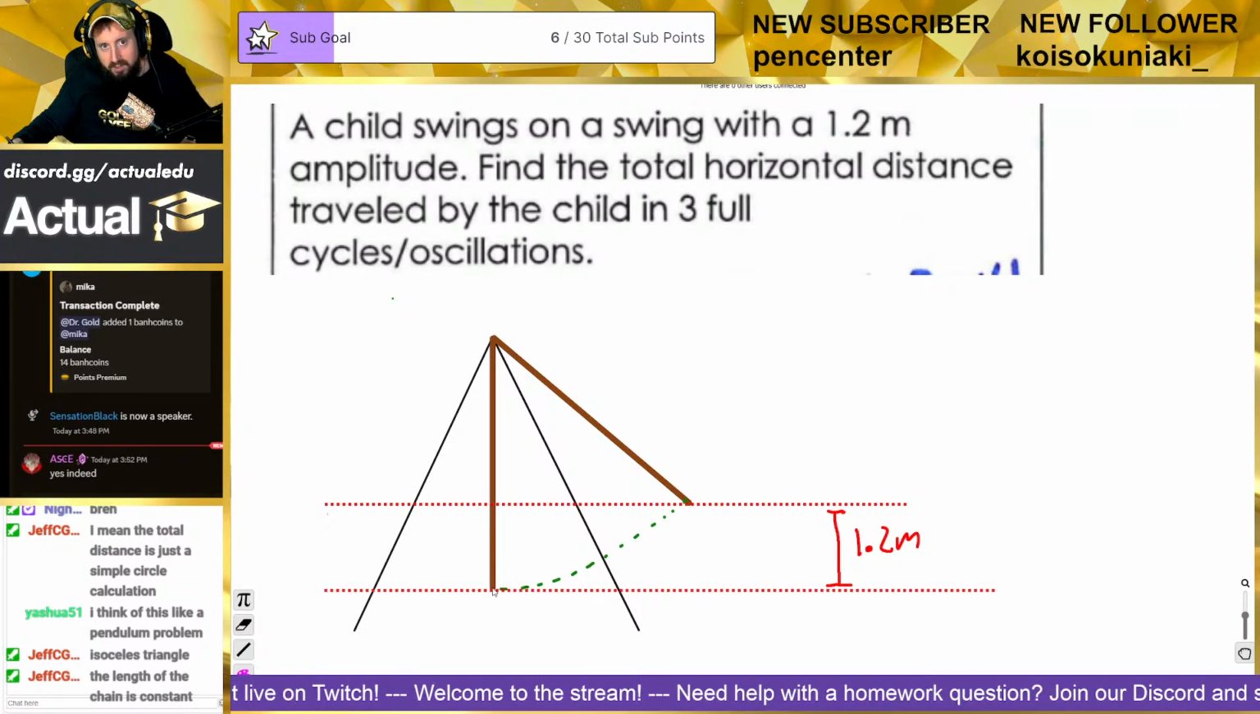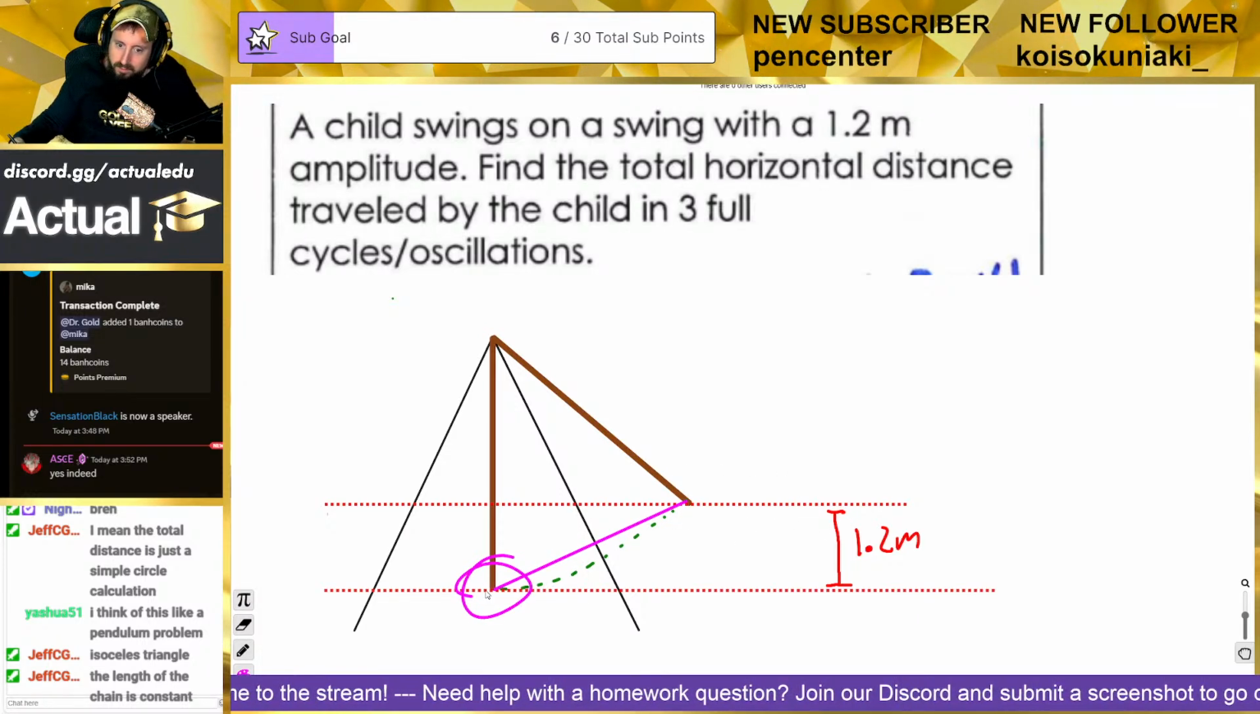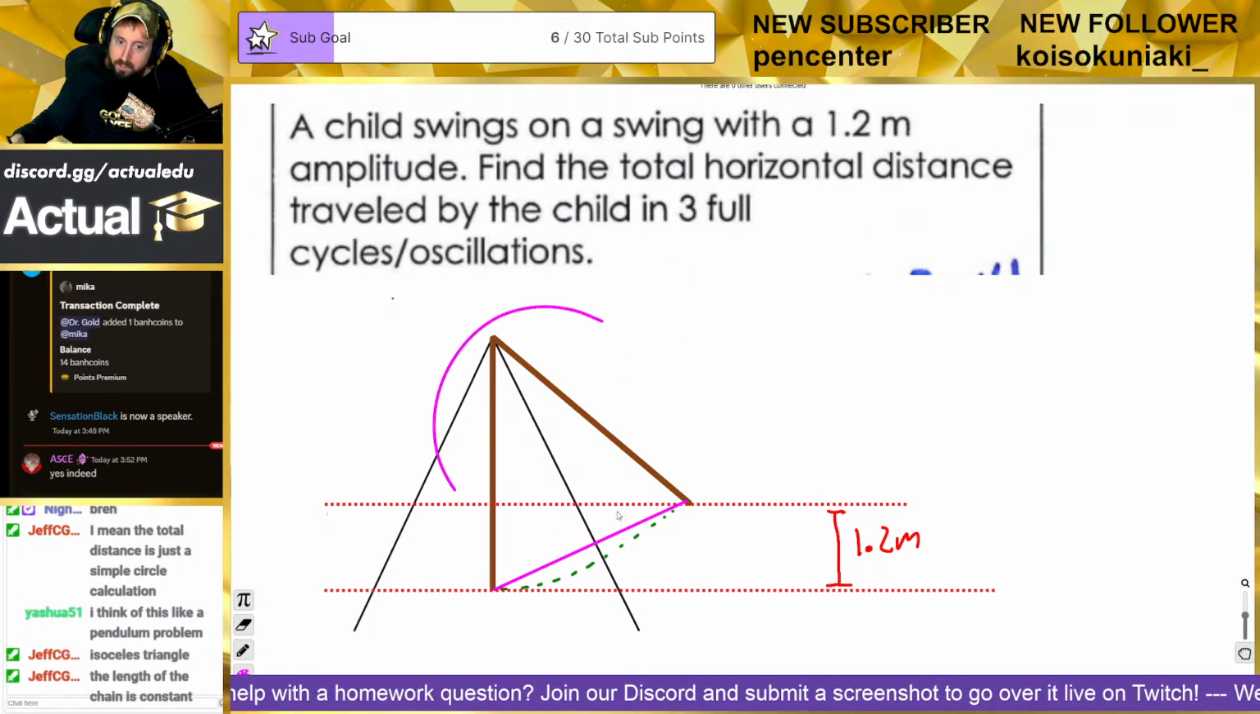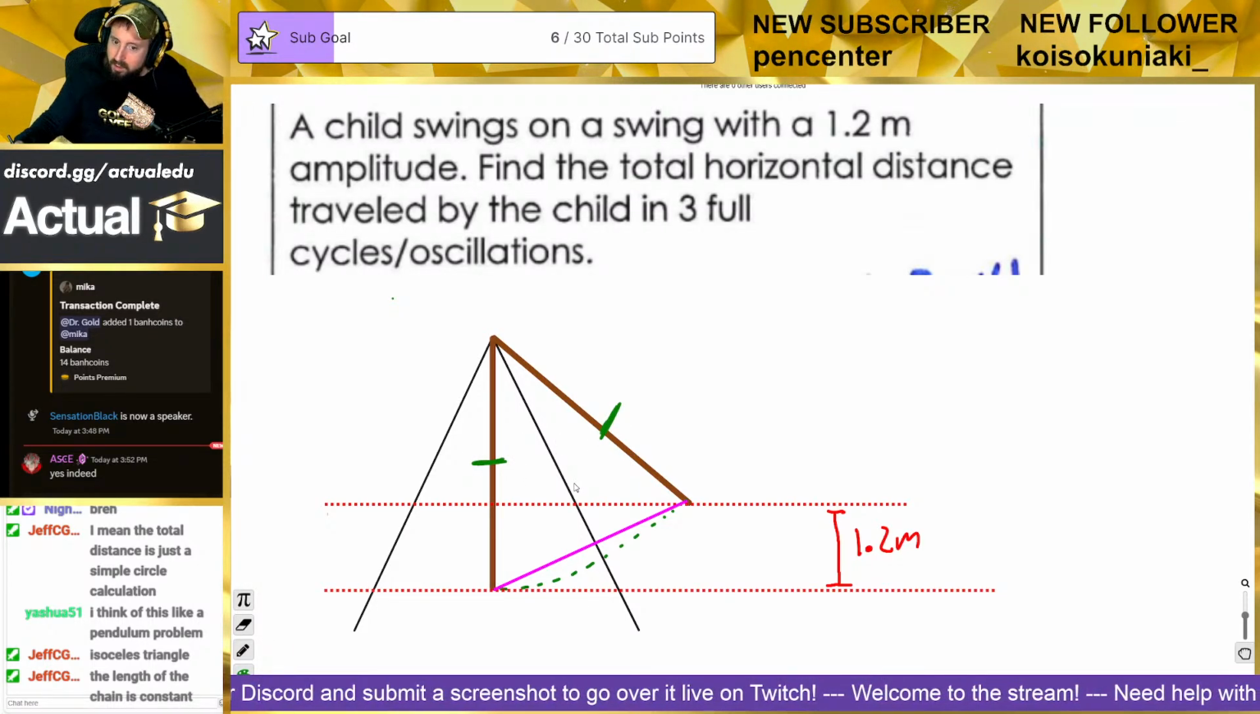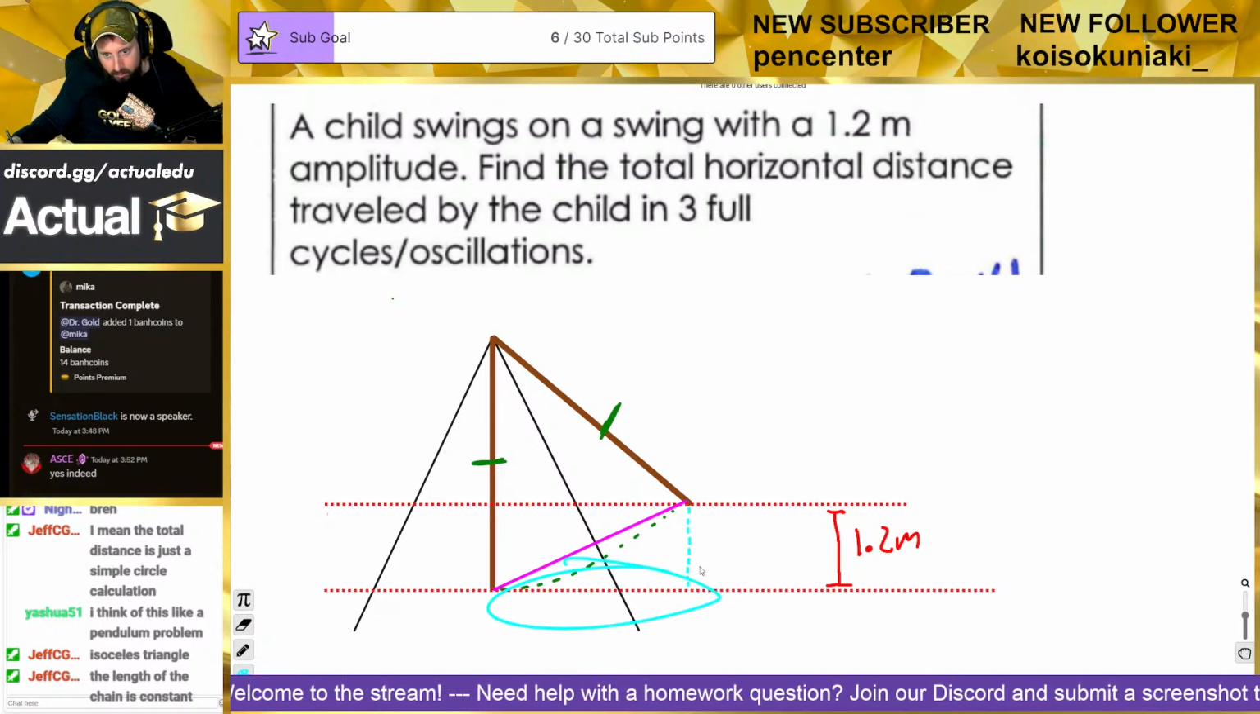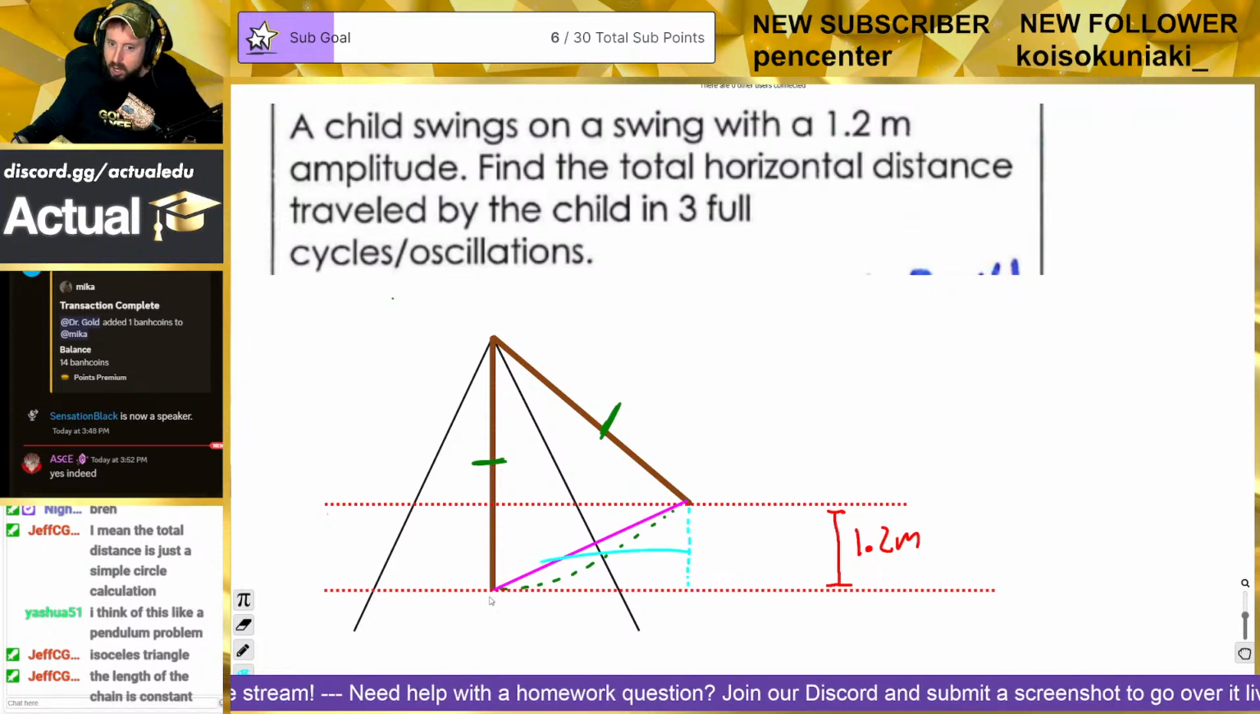Yeah, I think Jeff might be onto something. So okay. Wait, so what if it's an equilateral triangle? Well, we don't know that it's equilateral. It doesn't say that. Okay, we know it's isosceles, right? Because the length of the chain is always constant, so this is always equal to this. And then we know that this distance right here is 1.2. I don't know this, and I don't know this. I am trying to figure this out. I do want to know this.